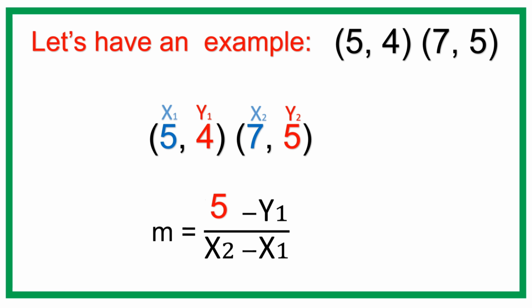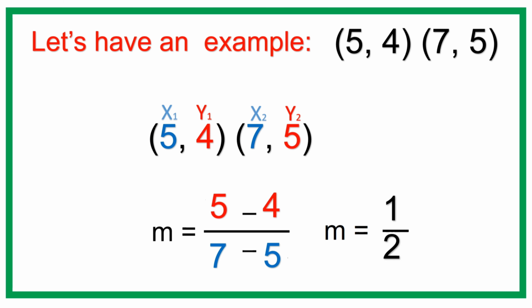What is our y1? Our y1 is 4. How about our x2? Our x2 is 7. And our x1 is 5. Then let's just solve it. 5 minus 4 is 1, and 7 minus 5 is 2. So our answer, our M, is 1/2, or 1 over 2. That's it. You got it.